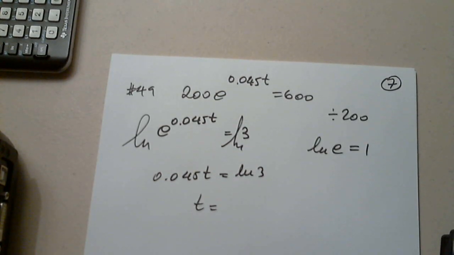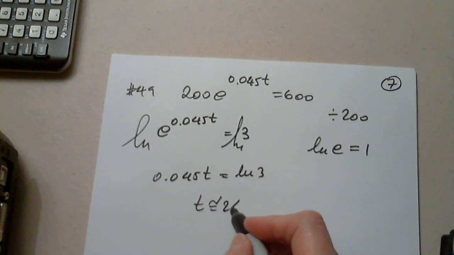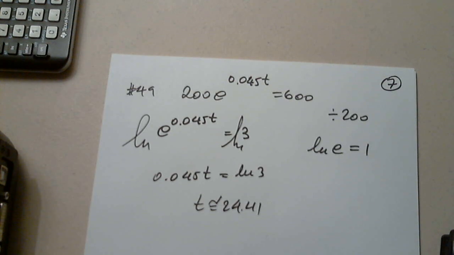So now we divide by 0.045. Exactly. So let me also show here because it's easier for you guys to see. So we have natural log 3, divided by 0.045. And we get 24.41 approximately. That's it. Okay, now, this is very important, from 51 through 60.